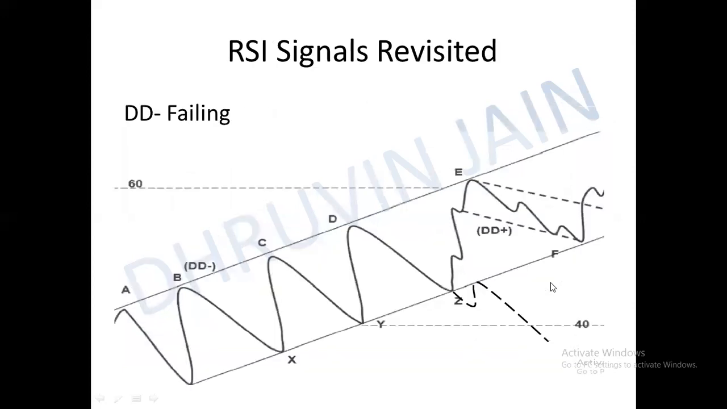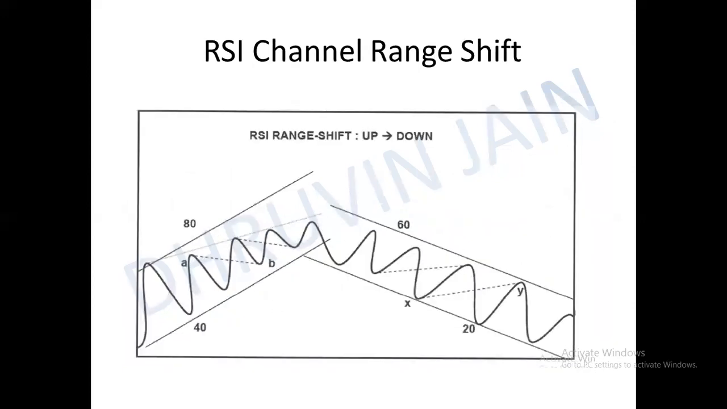So these were the RSI signals revisited. These are RSI channel range shifts. An RSI channel range shift could occur something like this, from up to down. An ascending channel is occurring. RSI is distributing itself. RSI is squeezing right now. A DD plus could have occurred here, and it's transferring itself to the descending channel. It's transferring itself to the 80 to 40 regions.